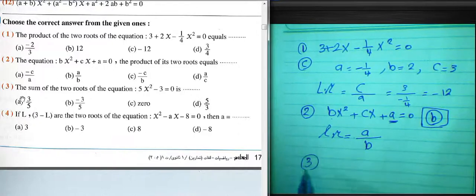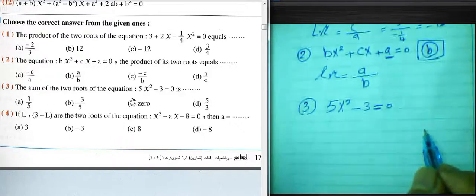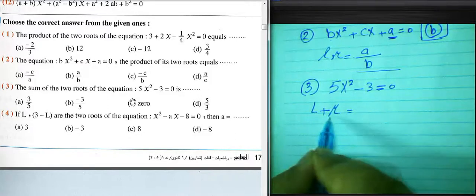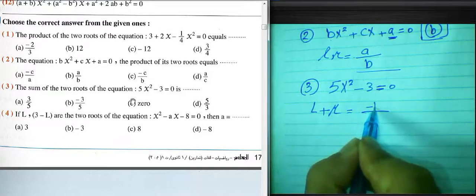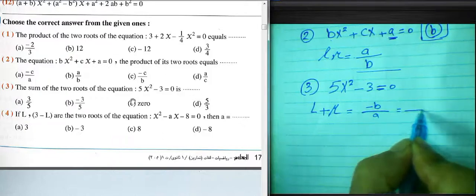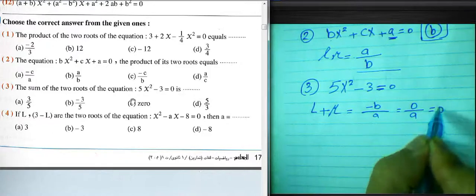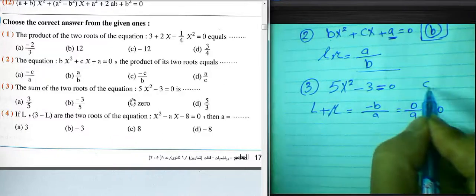Question number 3, the sum of the two roots of the equation 5x power 2 subtract 3 equals 0 is. We want to find the sum of the two roots. Let the two roots be L and M. L plus M, the sum of the two roots, equals negative b over a. b is the coefficient of x. The coefficient of x equals 0, and 0 over a equals 0. So we'll choose letter C. We will choose letter C for question 3.